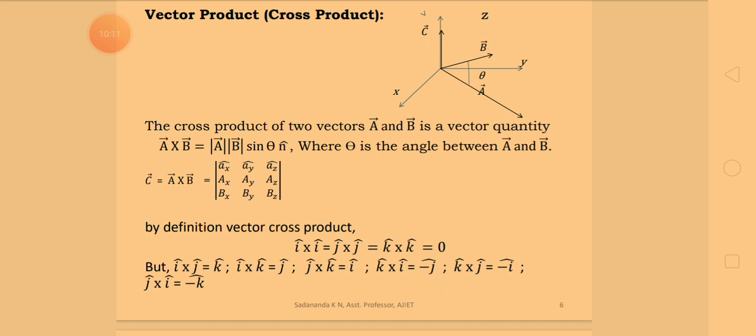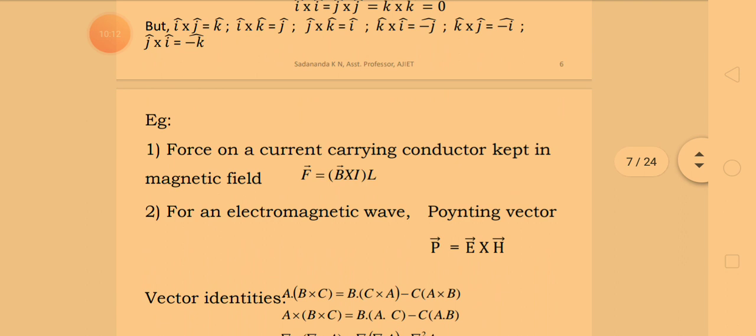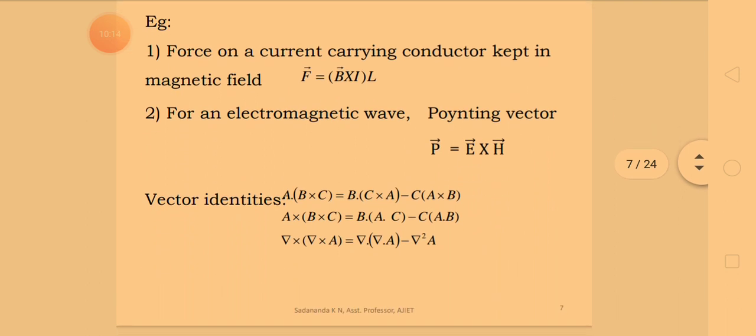We can use this cross product for writing expressions. For example, the force on a current carrying conductor kept in a magnetic field, the expression for the force is I L cross B. Similarly, for an electromagnetic wave, the Poynting vector P is equal to vector E cross vector H, electric field cross magnetic field. That's the meaning of E cross H.